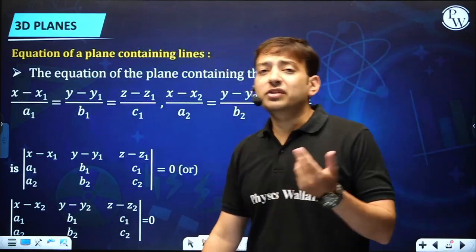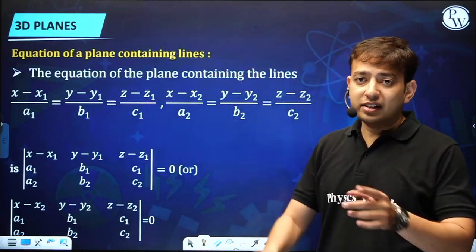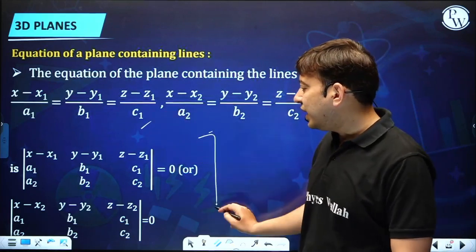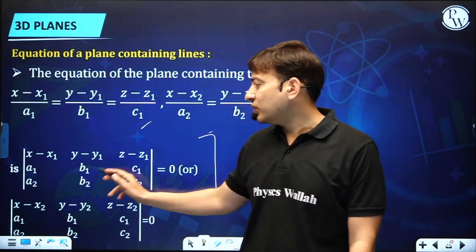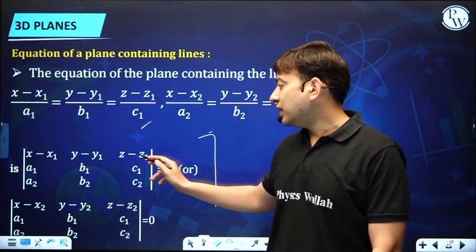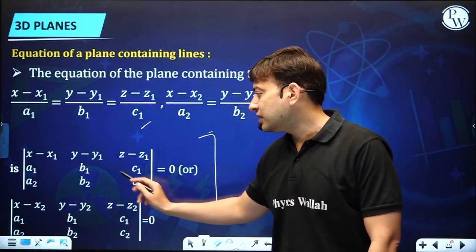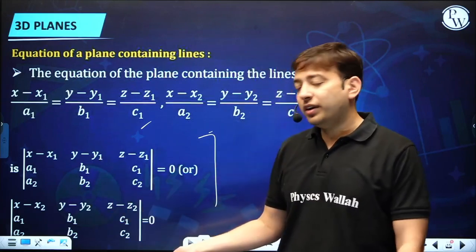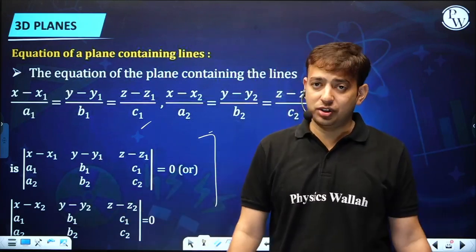One of the things is, suppose it is given that one plane is containing two given lines. One line, two lines. Then directly you can say the equation of the plane is x minus x1, y minus y1, z minus z1, a1, b1, c1, a2, b2, c2 determinant equal to zero. Take one of the points, or take the other point. Both will give you the plane equation.